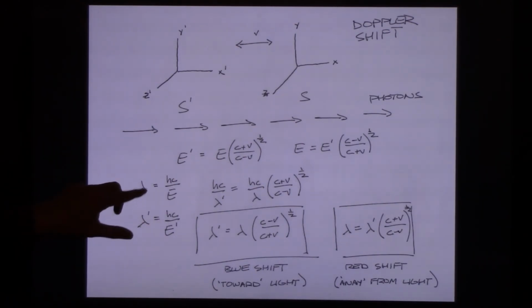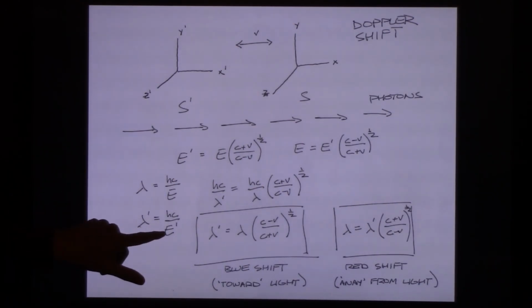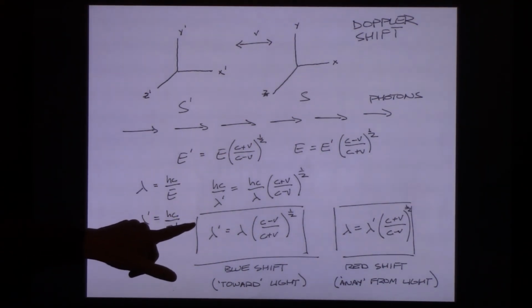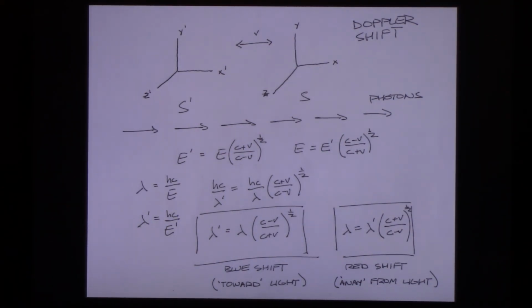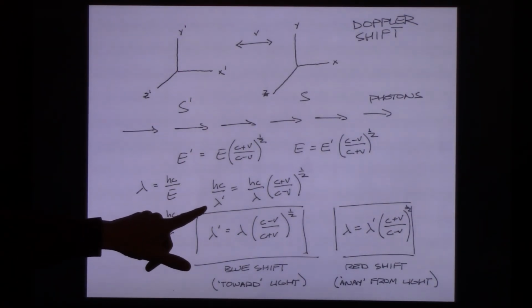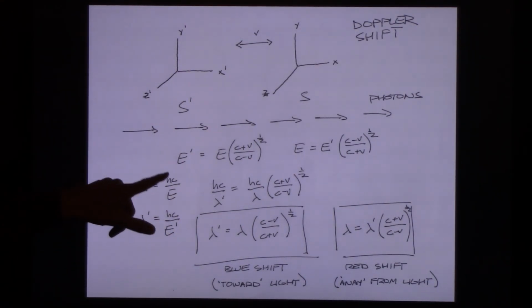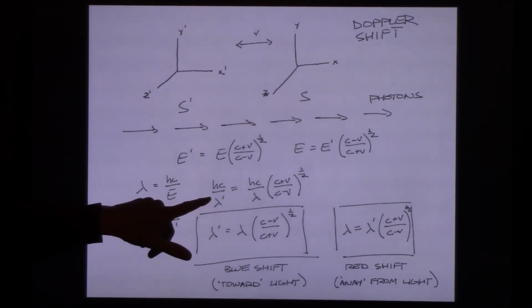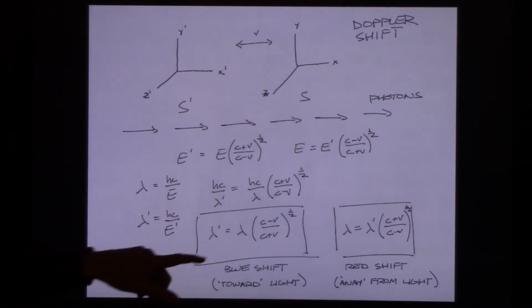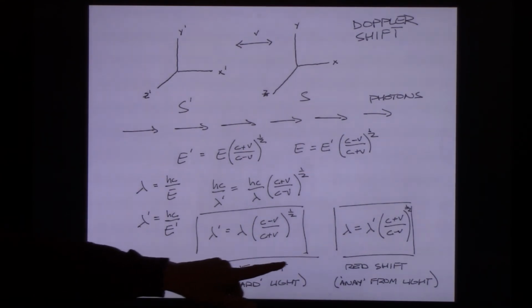Now, what I can do then is I can take these formulas, and in place of E, I can substitute in hc over the wavelength. E is equal to hc over lambda, so we plug those in. And now I have my blue shift formula.